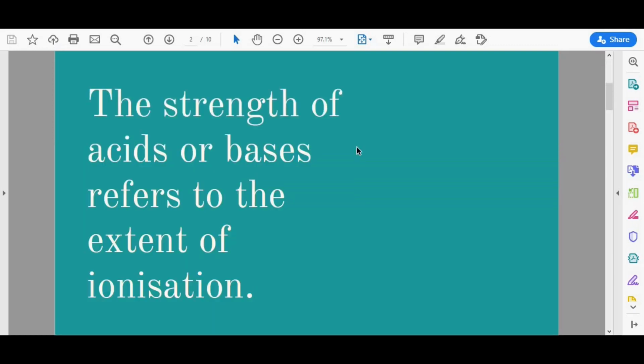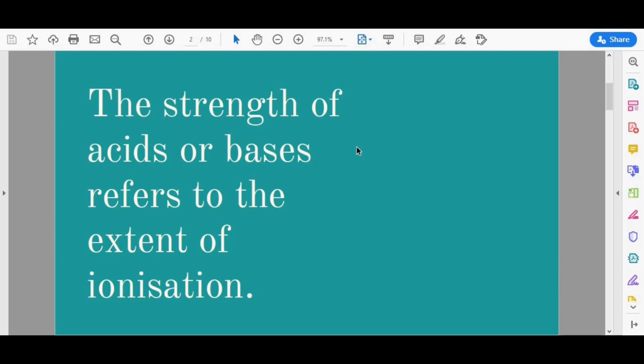The slide's not working. There we go. This is just a little bit of an introductory statement and also a bit of a recap of last week. When we talk about the strength of acids or the strength of bases, we do refer to the extent of the ionization. That's because how well either an acid or base ionizes in water can definitely allude to how strong the acid is or how strong the base is.